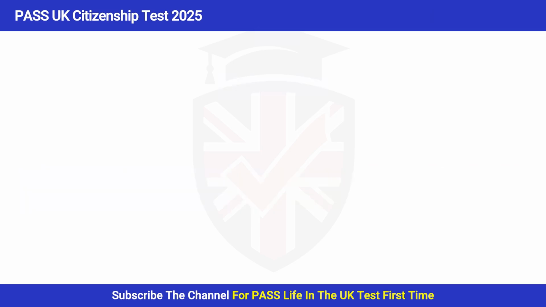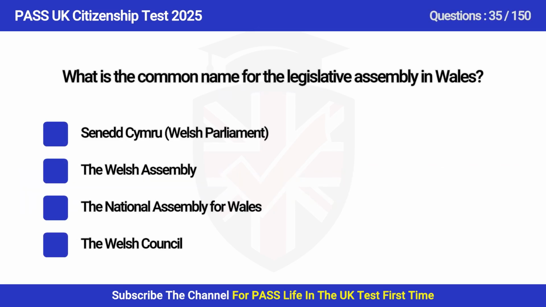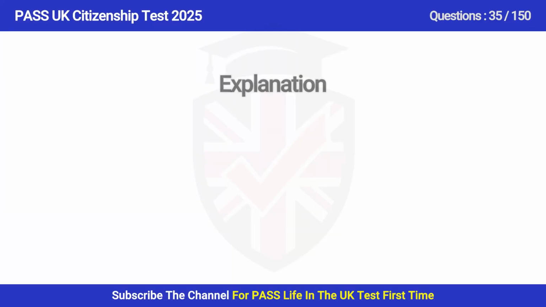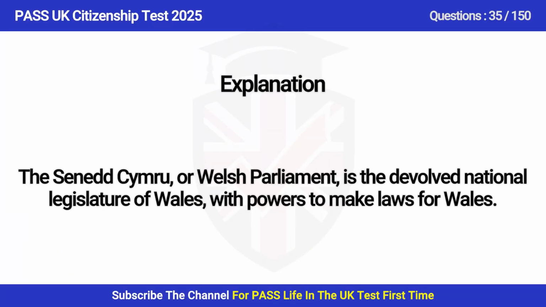Question 35. What is the common name for the Legislative Assembly in Wales? A. Senedd Cymru Welsh Parliament, B. The Welsh Assembly, C. The National Assembly for Wales, D. The Welsh Council. Answer is A. Senedd Cymru Welsh Parliament. The Senedd Cymru, or Welsh Parliament, is the devolved national legislature of Wales, with powers to make laws for Wales.